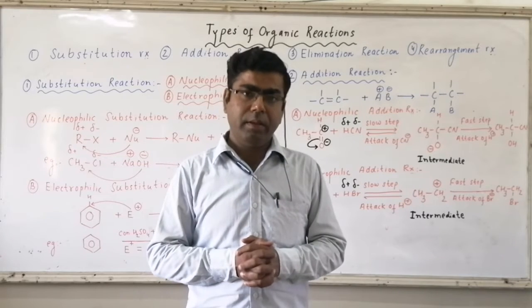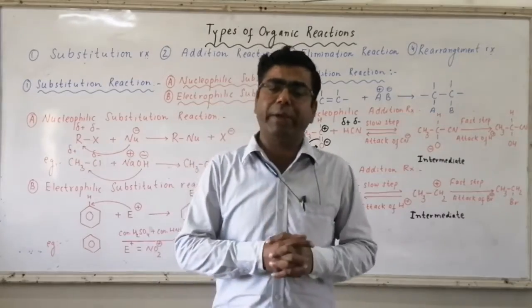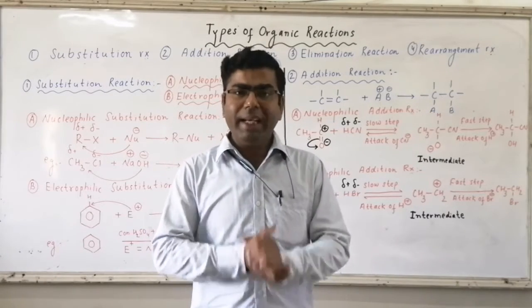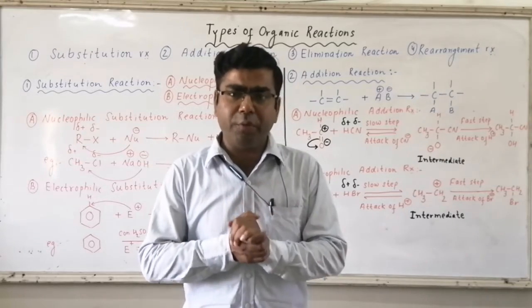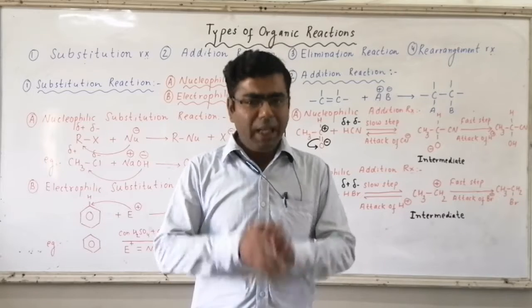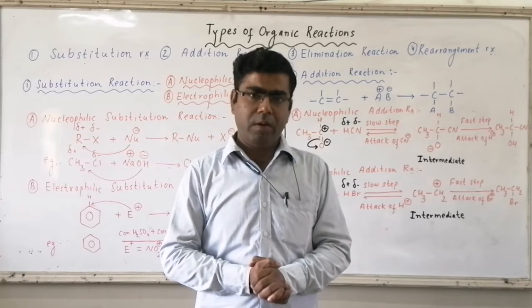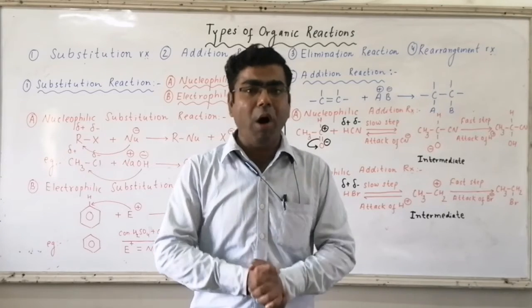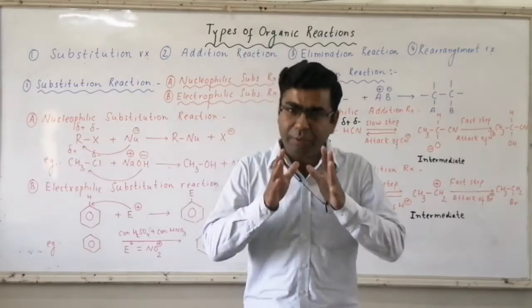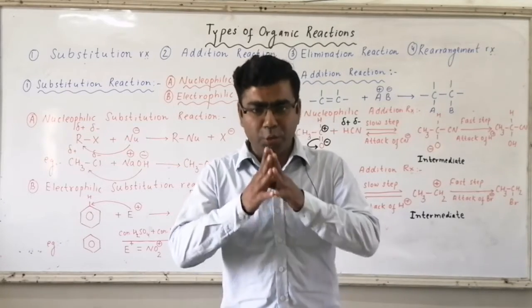So here, a more reactive electrophile will displace the less reactive electrophile. Then the important point. It is the most important reaction of aromatic compounds because in the benzene ring we are having 3 double bonds, or we can say we are having 3 pi bonds. Due to the presence of 3 pi bonds or 3 double bonds, the benzene ring behaves like a nucleophile.